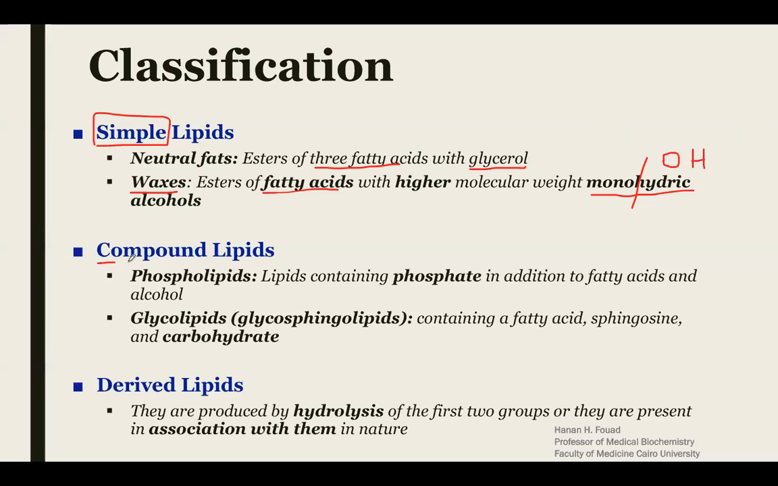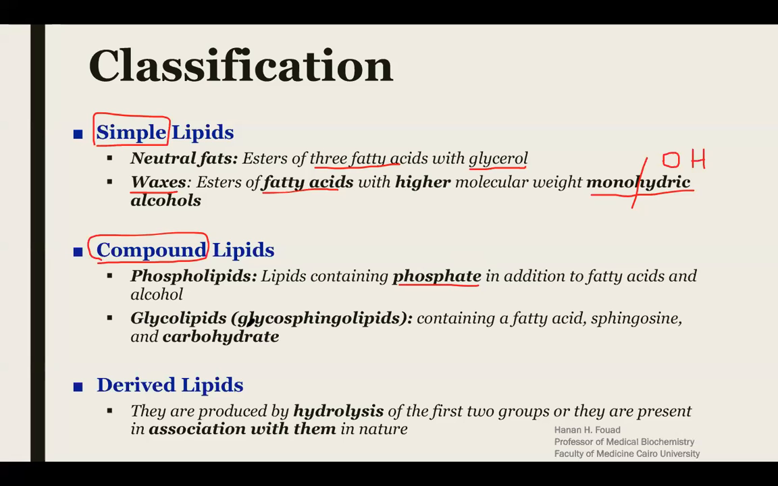What is the meaning of compound? It has another name, conjugated lipids. Actually, any lipid should have fatty acids and alcohol, and another molecule other than fatty acids and alcohol attached to the simple lipids. Phosphoric acid attached to triglycerides, attached to fatty acids and glycerol.